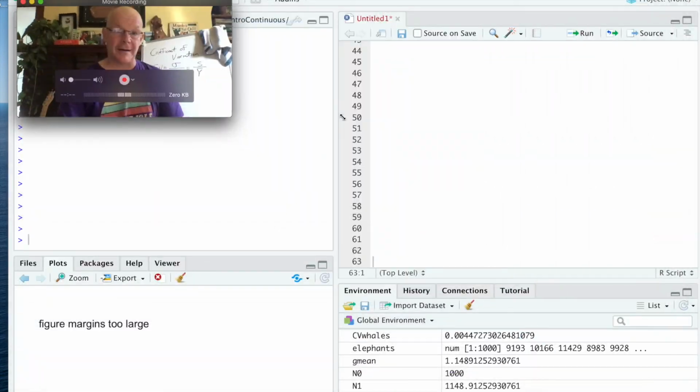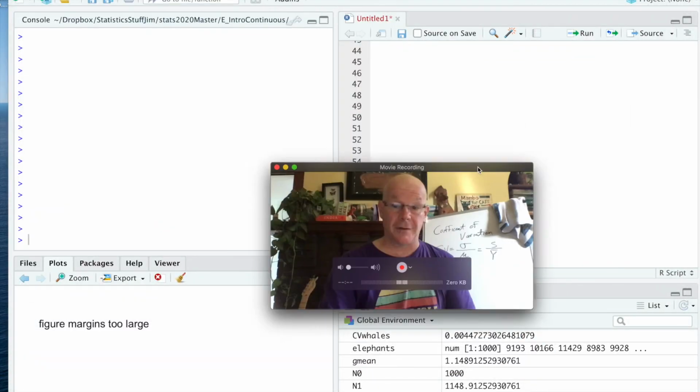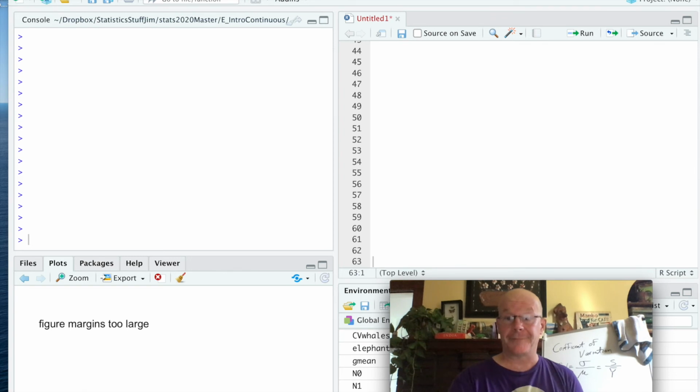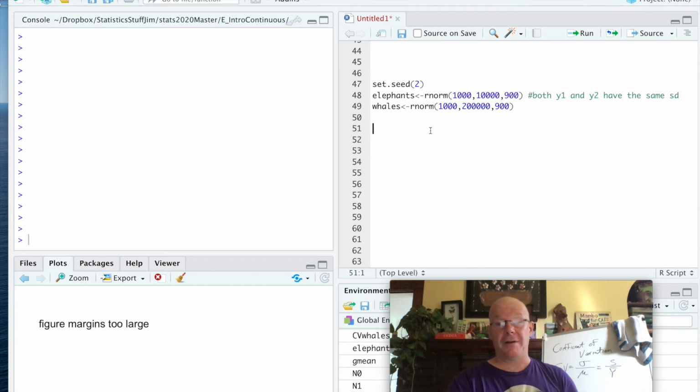So as an example, I have pretend data. It's not real data. Well, I'm going to simulate it. And that's what I like to do. But I'm going to pretend that I have a sample of 1,000 elephants and 1,000 whales.